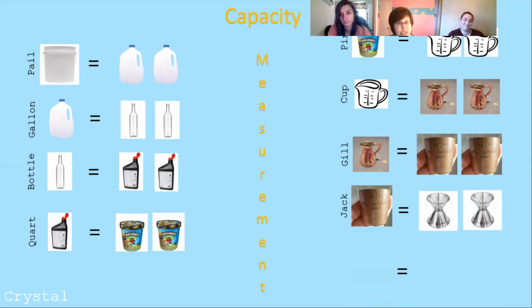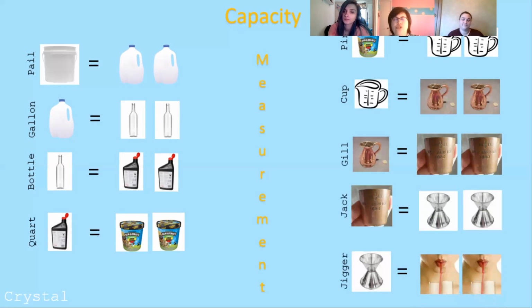Do you know what a jigger is? Well, you've probably heard other people say a shot. They want a shot of something. A jigger is a shot. So 1 jigger. What is 1 jigger? Well, 1 jigger is equal to 2 mouthfuls.